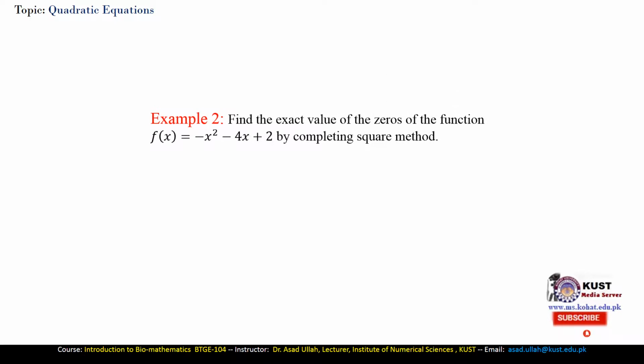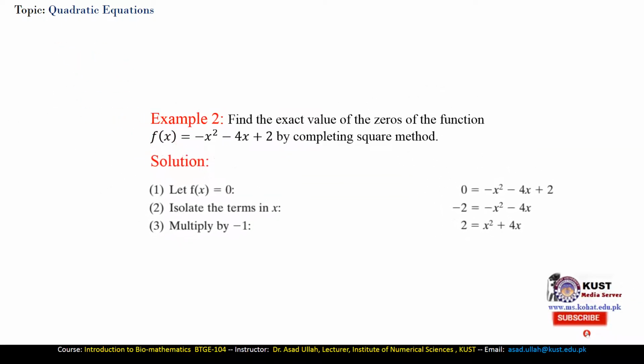Here is another example. We have chosen the quadratic function, that is minus x square minus 4x plus 2. Solving the quadratic equation or finding the roots of the quadratic function is the same thing. So here in the solution, first we take f of x is equal to 0. F of x is equal to 0 means the given quadratic function reduces to the quadratic equation, that is minus x square minus 4x plus 2 is equal to 0.